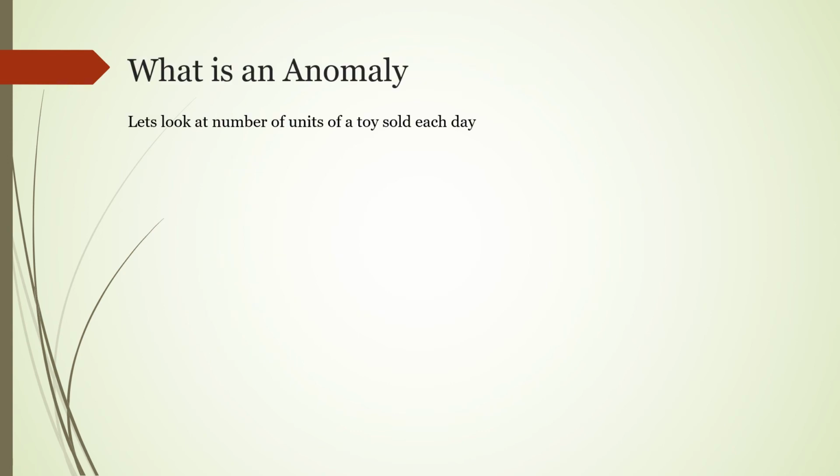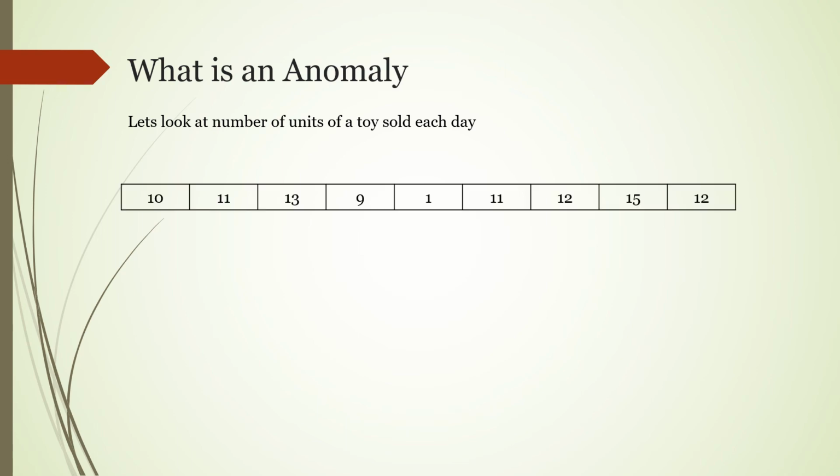Let's start with a very simple example of the number of units of a toy sold each day. So you can see that we have a row where we have on the first day 10 units, on the second day 11 units, and so on. Now if you look closely, on one particular day just one unit has been sold, and if you look at its value against the other units sold, it is significantly less.